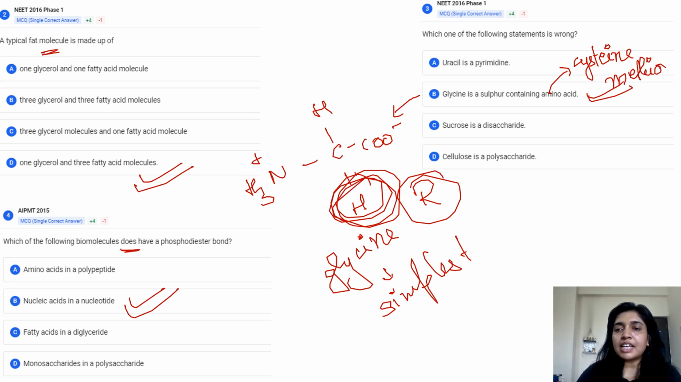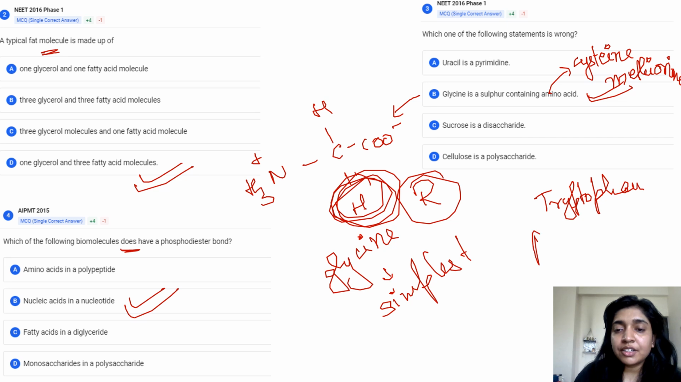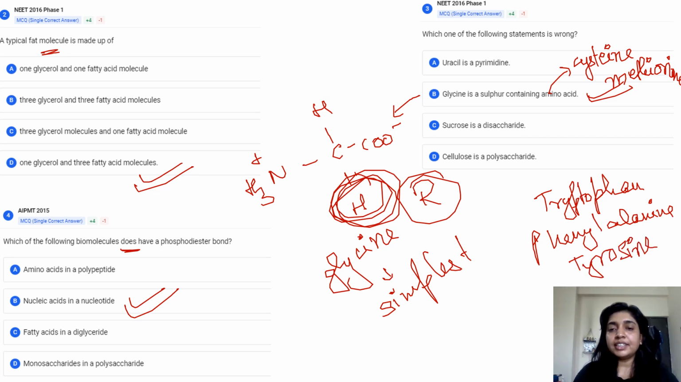To remember this, I would advise you to go and look at the structures of all the 20 amino acids. Once you look at the detailed structure, you will realize which amino acids have sulfur, which amino acids have hydroxyl group, which amino acids are aromatic in nature. Okay, so there are three amino acids which are aromatic. One is your tryptophan, one is phenylalanine, and the last one is your tyrosine. These three are known as aromatic amino acids. Alright, so let's move ahead.